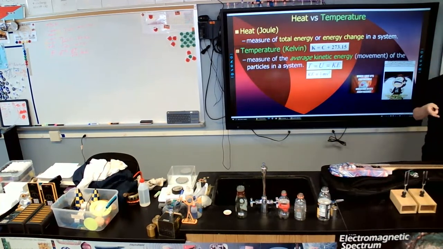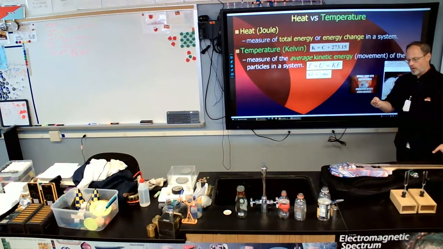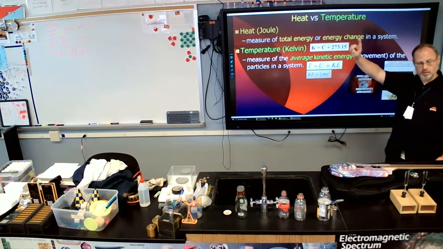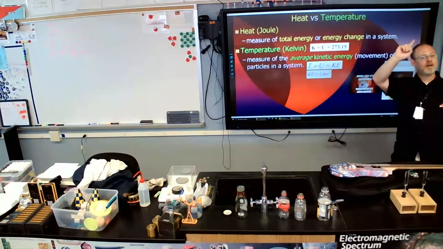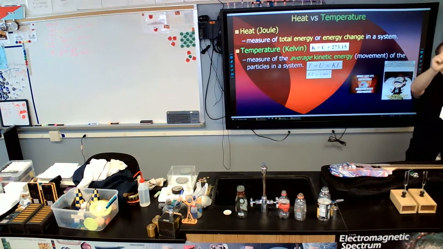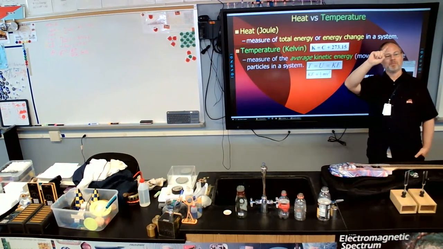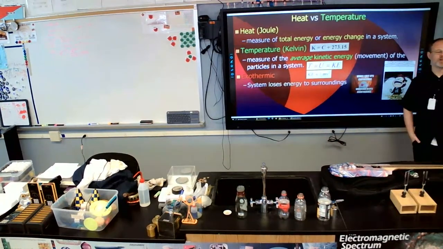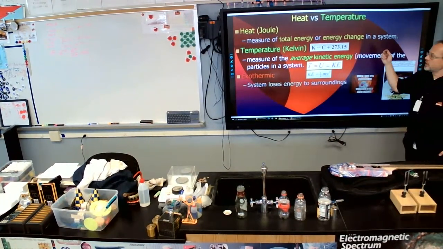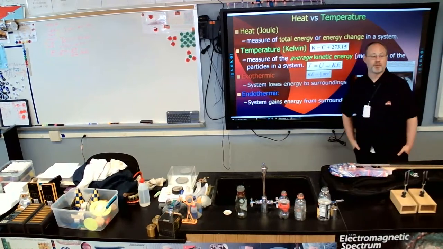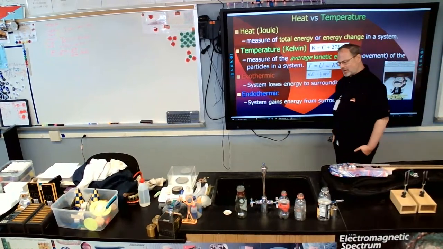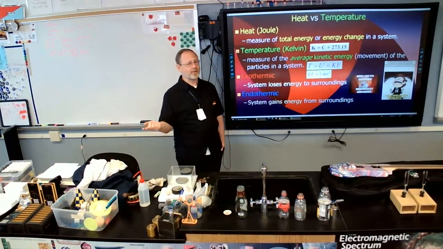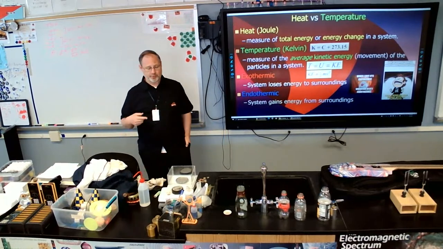Now, two other principles you've learned about. What do we call it when energy leaves a system? Starts with an E. Exothermic. So when energy leaves a system, we call it exothermic, and when energy goes into the system, we call it endothermic. And the trickiest part about this is realizing that you and I are not the system. You and I are the surroundings.